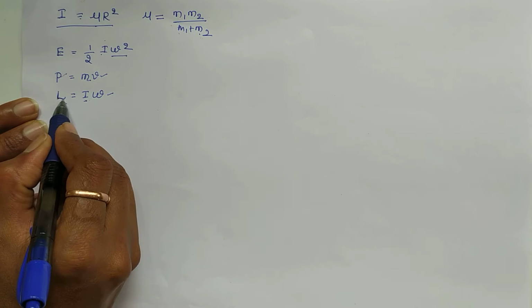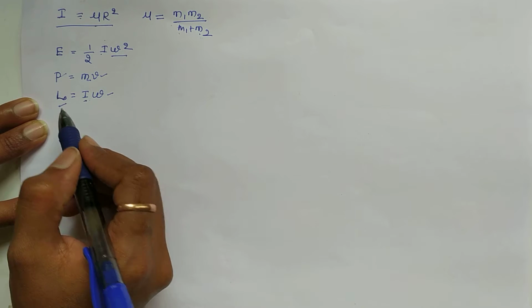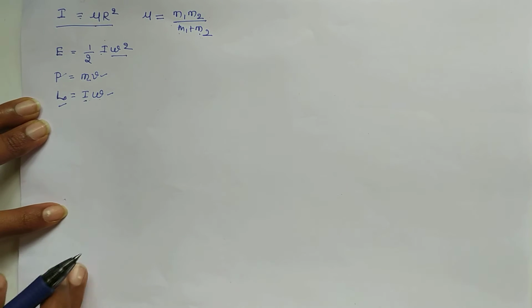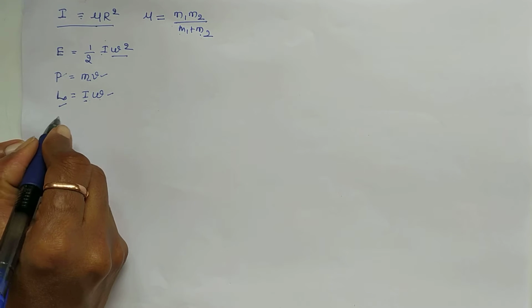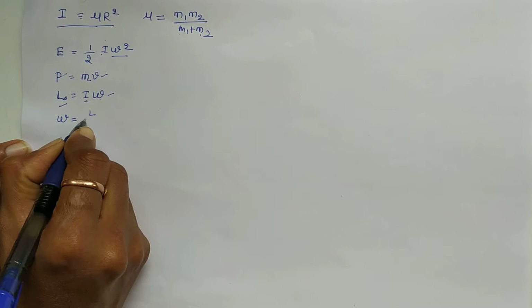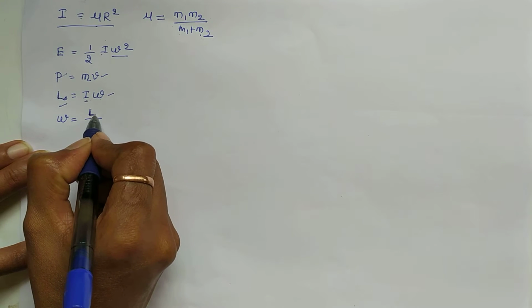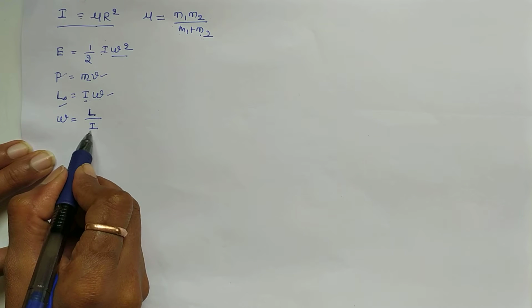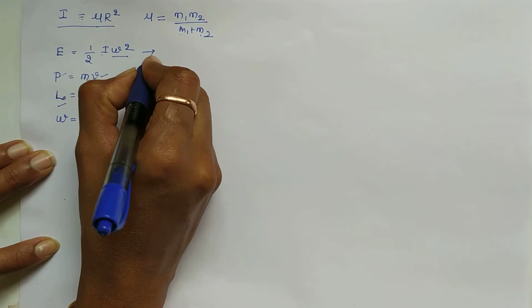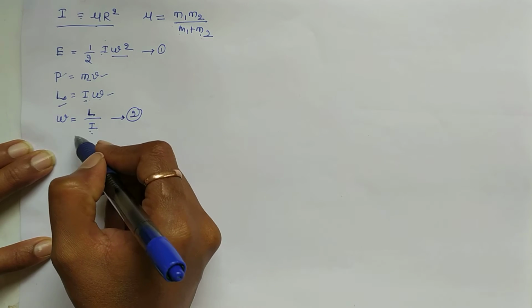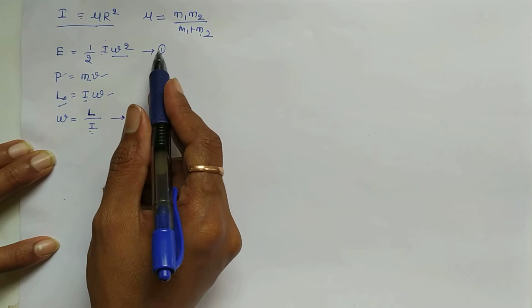I have written the expression for the angular momentum of a rotating diatomic molecule. That is equal to I into omega. So now from this expression, omega is equal to L divided by I, where L is rotational angular momentum and I is the moment of inertia. Simply call this equation 1 and call this equation 2. So now substitute the value of equation 2 in 1.